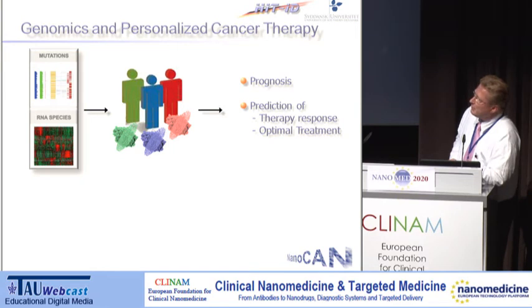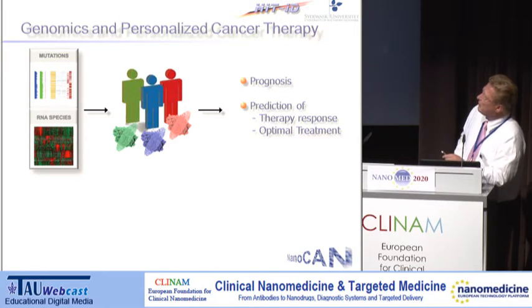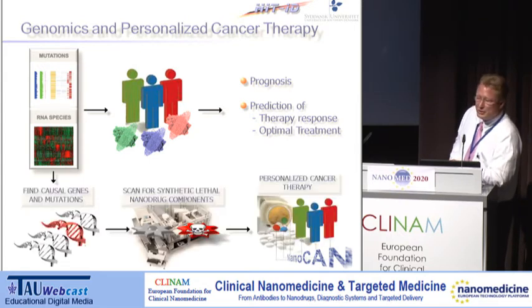And we can assess mRNA, microRNA expression patterns in the tumors. Taken together, this is already nowadays tried to be implemented in coming to a better prognosis and to a better prediction of therapy response and the optimal treatment. However, within these profiles, there's also much more information hidden, namely the information for novel causal cancer genes and mutations.